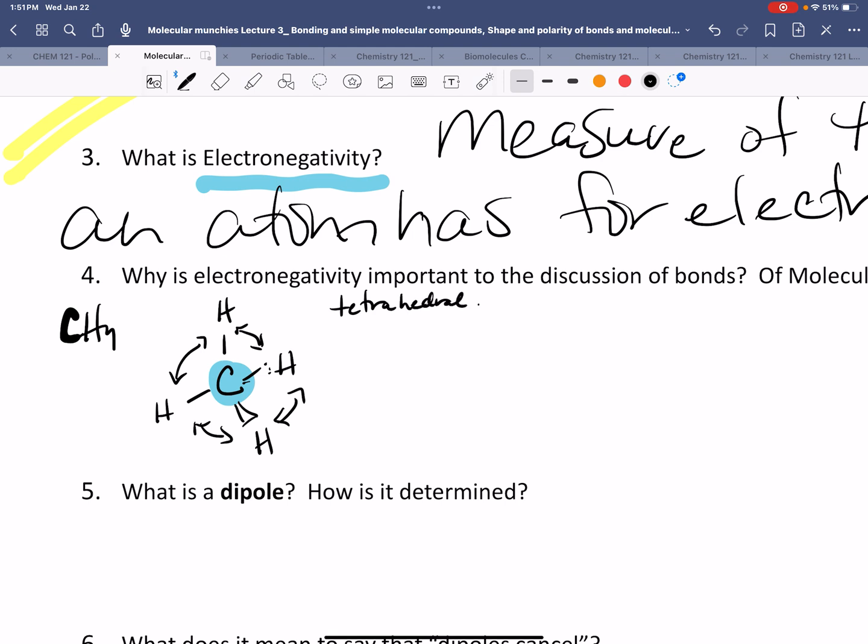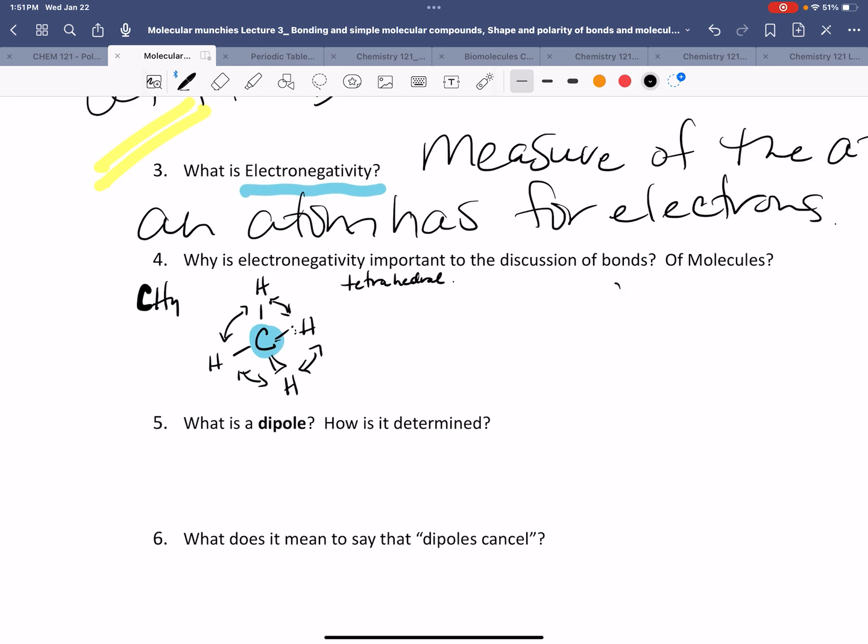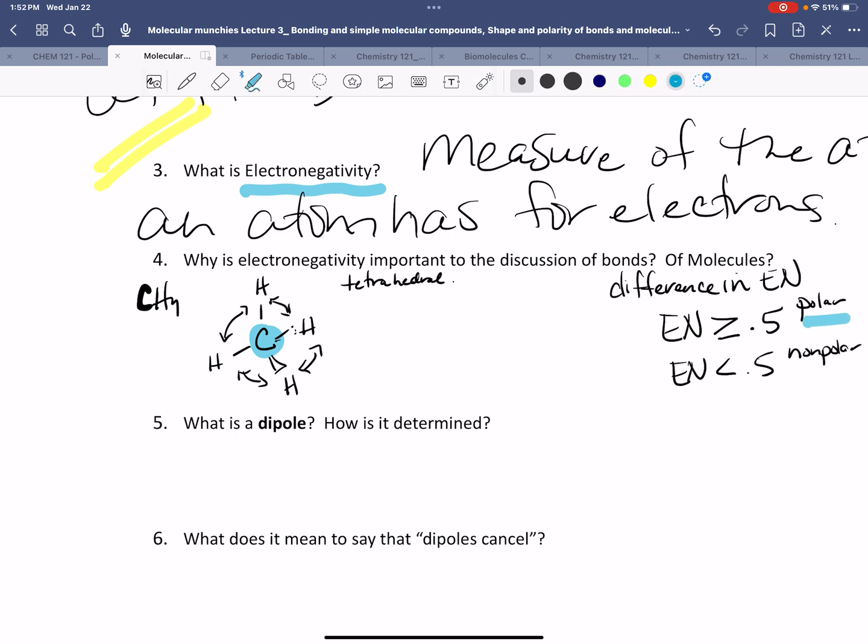Okay. It turns out when we look at the type of bond that exists between these atoms, we look at the electronegativity. And we look at the difference in the electronegativity. And so when we look at the difference in the electronegativity, if you have a difference that is greater than 0.5, or greater than or equal to, we call that a polar bond. And if we have a difference that's less than 0.5, we call it a nonpolar bond. And what that basically means when we say polar is the electrons are being sort of drawn away from atoms and they're drawn to the other more electronegative element.